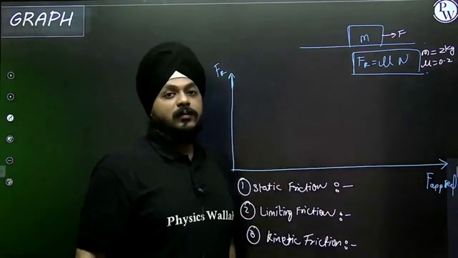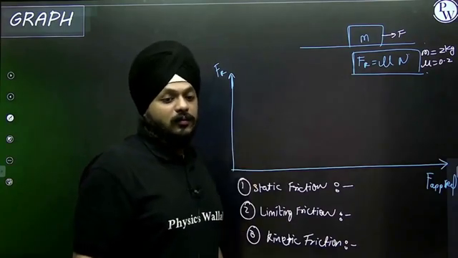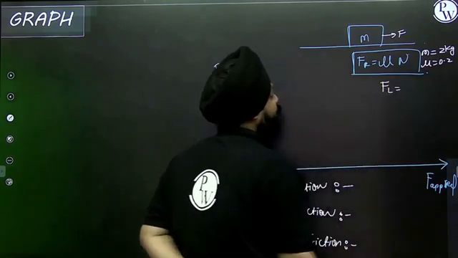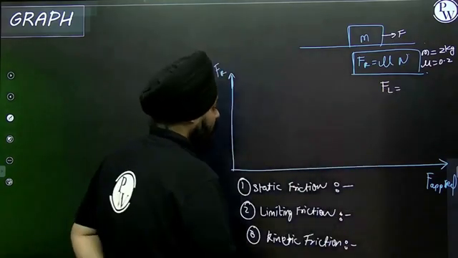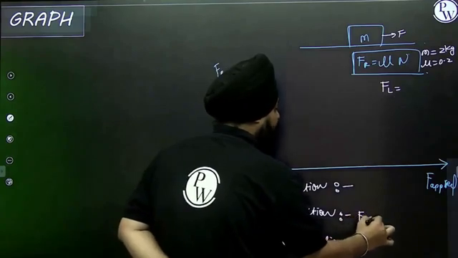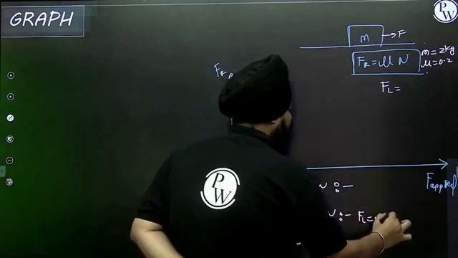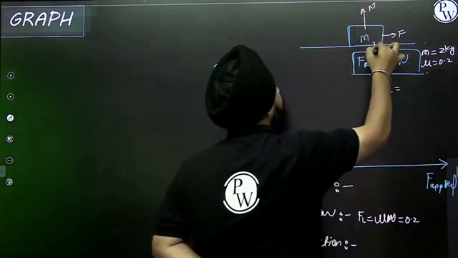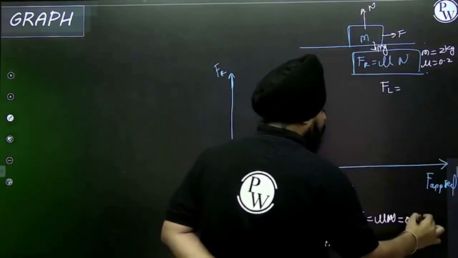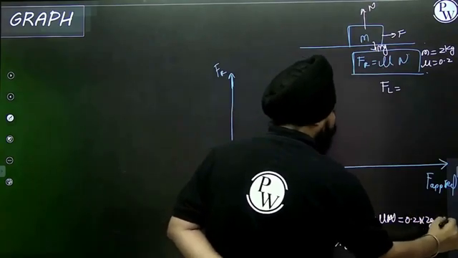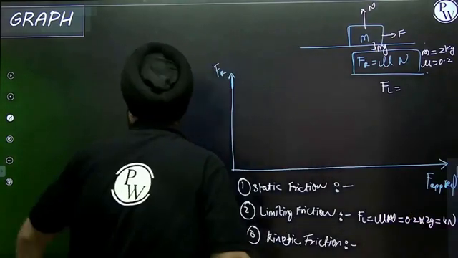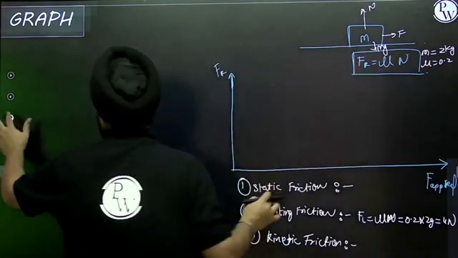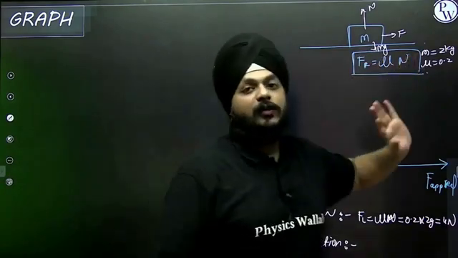So for that, first of all, I'm going to calculate the limiting friction. FL is equal to mu of N, so that is 0.2 times normal. This N is in the upward direction, and mg is in the downward direction. So 0.2 into 2g is equal to 4 Newton. The value of the limiting friction is 4 Newton, which we calculated using the simple formula of friction.